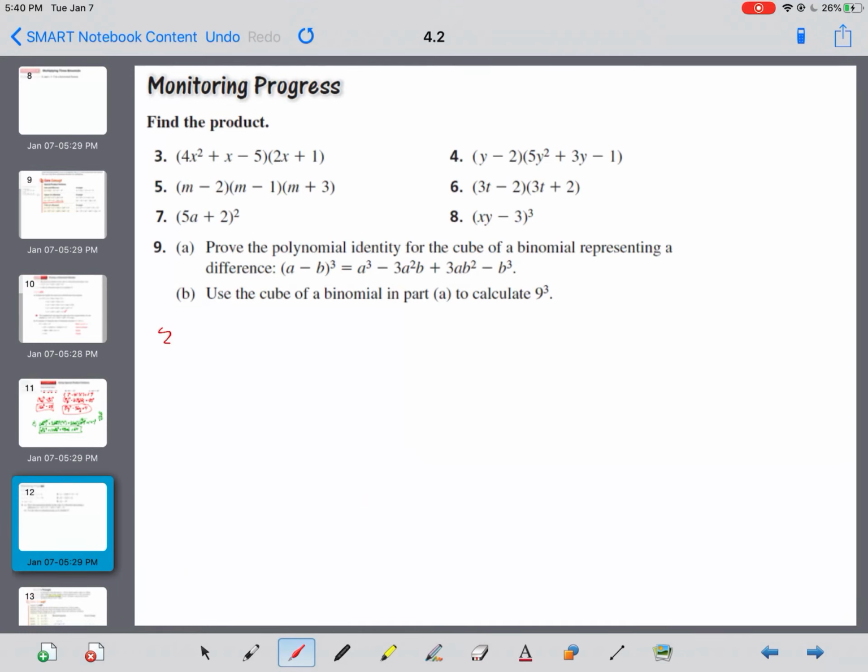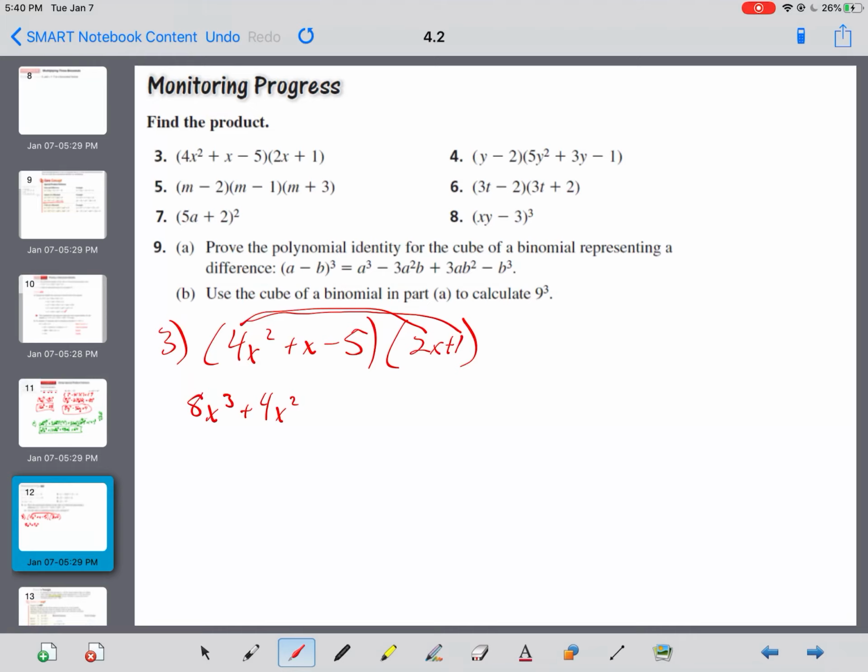All right, let's try it. Number 3. 4x squared plus x minus 5 times 2x plus 1. Just distribute. Everybody times everybody. 4x squared times 2x. 4 times 2 is 8. x squared times x is x to the third. Plus 4x squared. x times 2x is 2x squared. x times 1, x. Negative 5 times 2x is negative 10x. Negative 5 times 1 is negative 5.